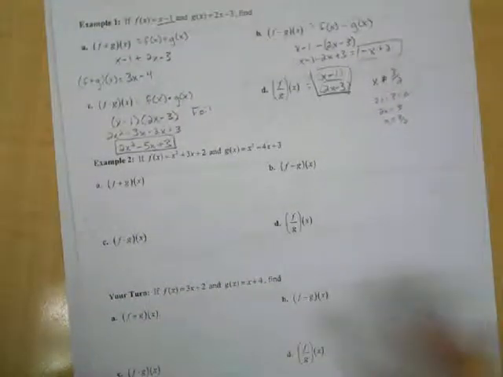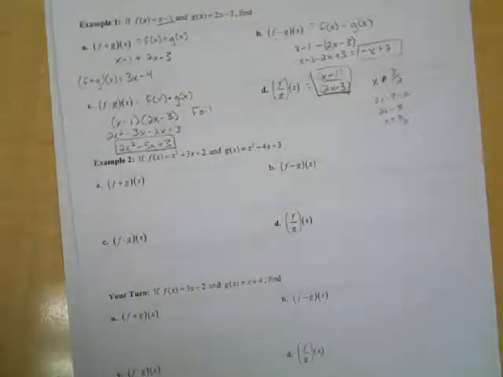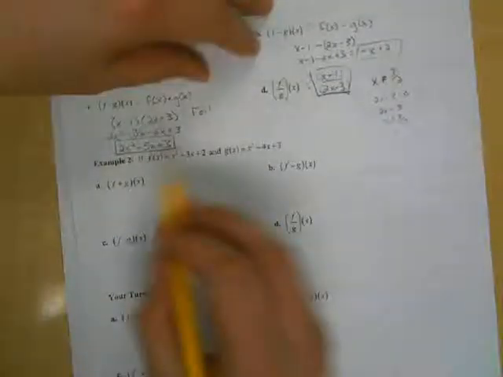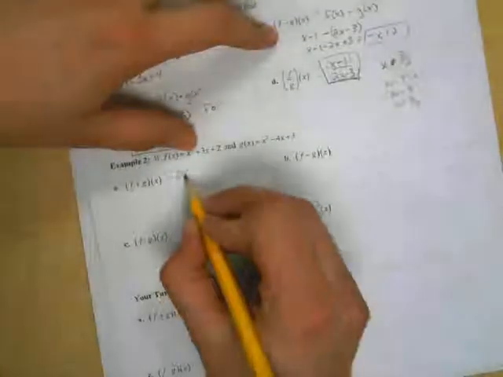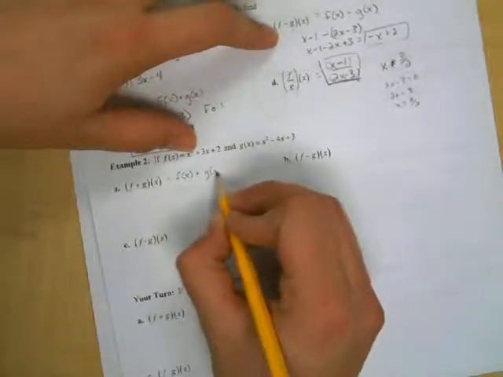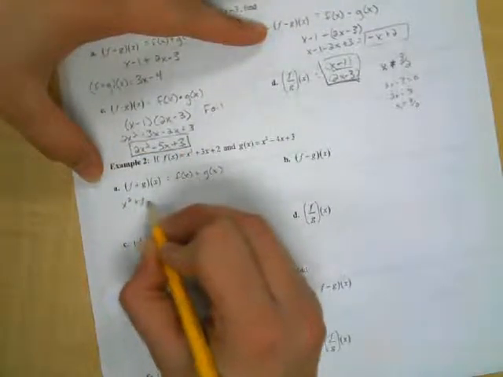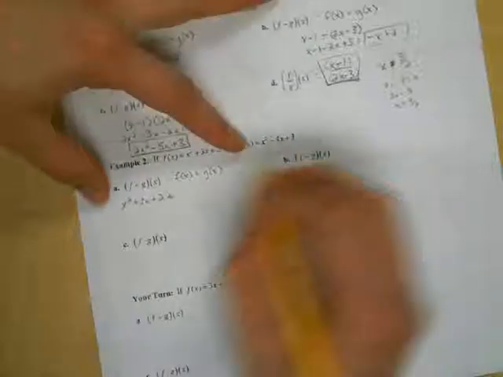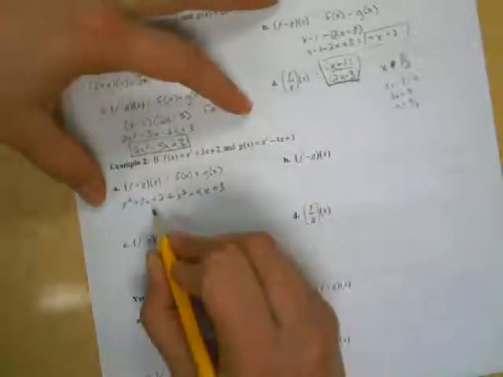Okay, so looking at another one, this one's just got bigger polynomials. Okay, more terms in there, but the same idea. So when I talk about f plus g, that means they want me to add f of x to g of x. Okay, so my f of x is x squared plus 3x plus 2. And we're going to add to that x squared minus 4x plus 3. Notice I didn't change any signs in that second one.